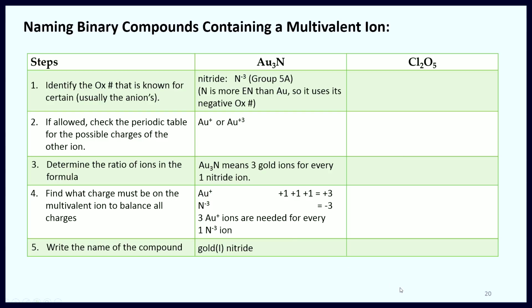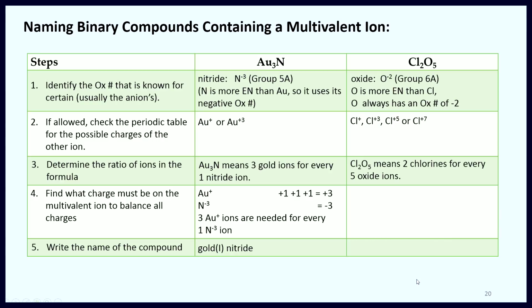How about Cl2O5? Once again, we're going to identify the oxidation number that is known for sure. Oxygen is more electronegative than chlorine. Oxides in group 6A, its oxidation number is -2. If you're allowed, you can check the periodic table. The possible positive charges of chlorine are +1, +3, +5, +7. Now we know it can be -1, but not when it's combined with a more electronegative element. It's got to use a positive oxidation number here, and these are the possibilities.